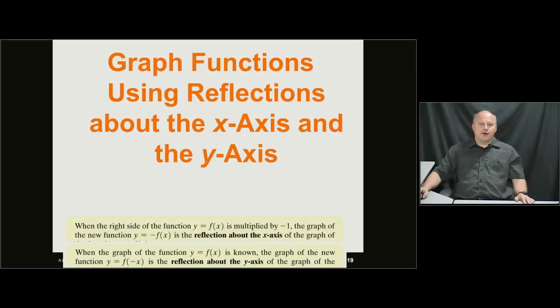Hello, this is our third of 3 videos for section 3.5. We're talking about transformations here. We've gone through the horizontal and the vertical shifts. We've talked about the horizontal and vertical compressions and stretches. So this is our final type of transformation, and we are using the reflections about the x-axis and the y-axis.